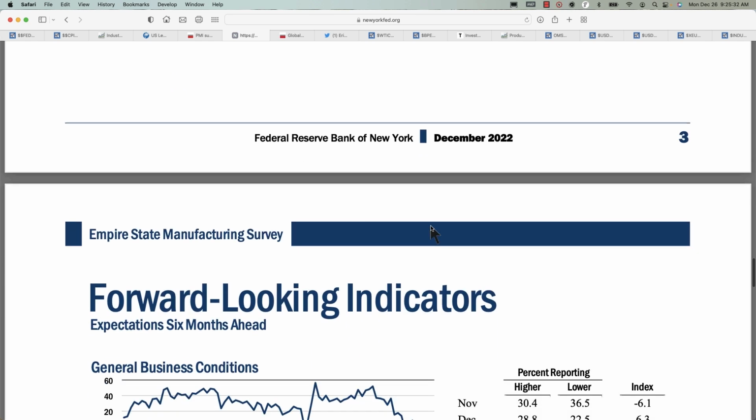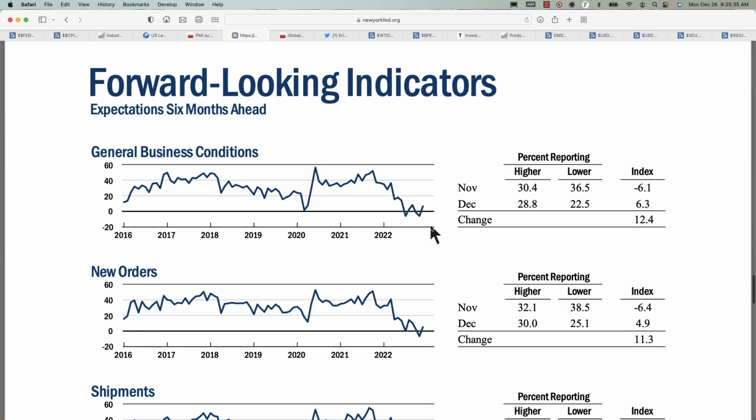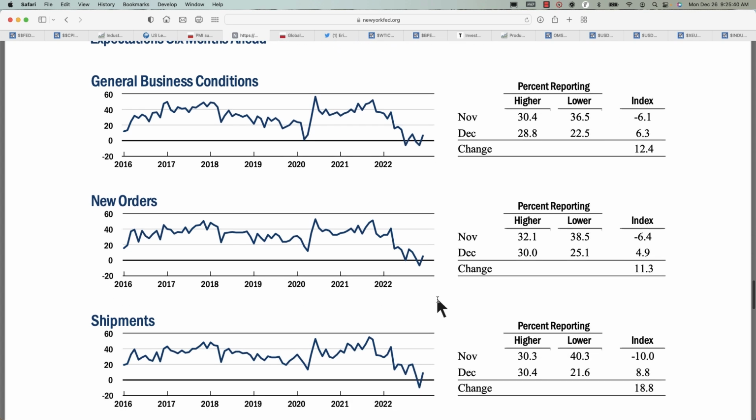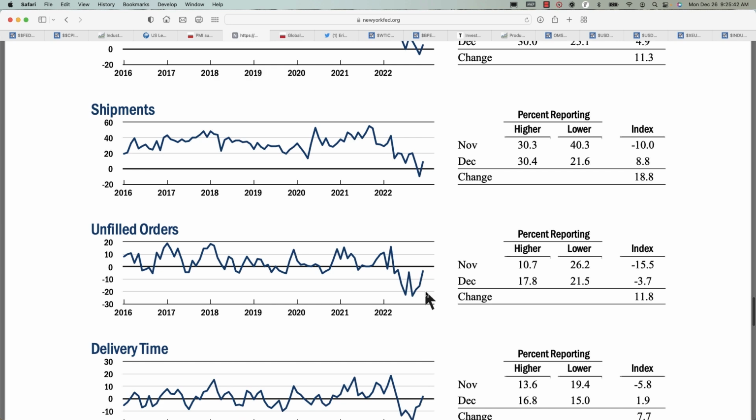And again, if I get into the forward-looking indicators, I don't want to dismiss them. I'm just saying it's expectations for six months out. And everybody's trying to be optimistic that this will all be fixed.